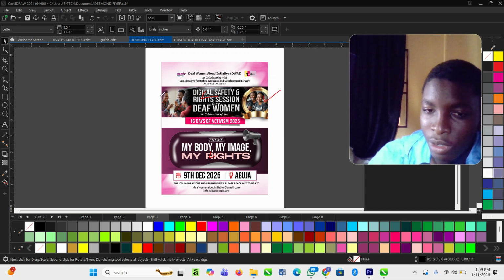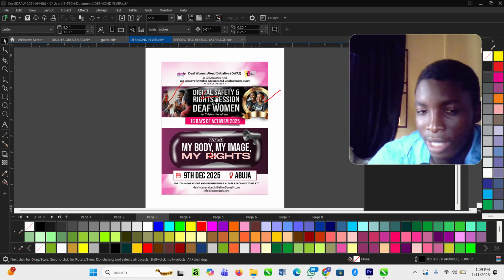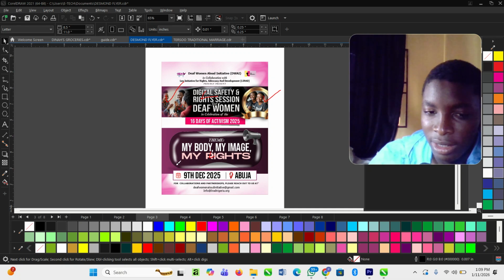The pictures of the women illustrated in the design are actually very good, and so I think the designer is expected to work on it, and that is my observation I've seen there.